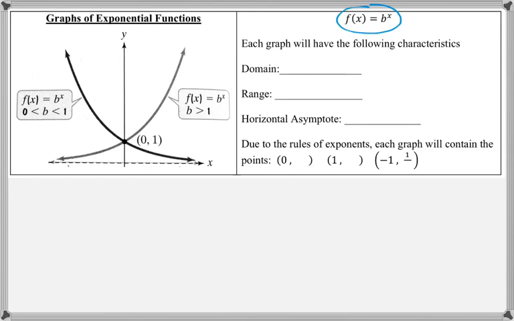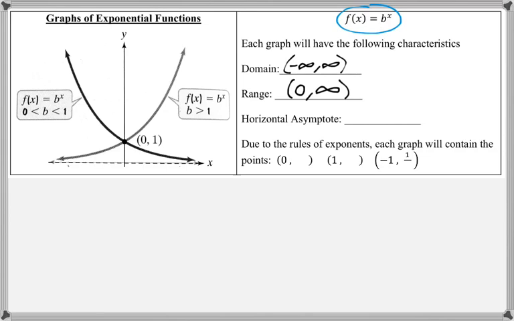So the domain of exponential functions, this is really going all the way to the left and all the way to the right. So it's -infinity to infinity. The range, it never gets to 0, it never gets below 0. So it's going to be 0 to, and it will go up forever. So it goes to infinity.